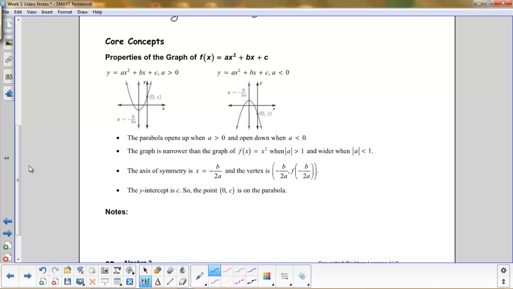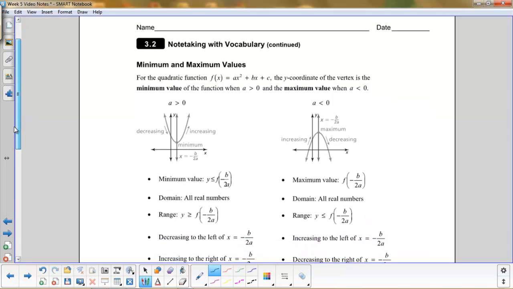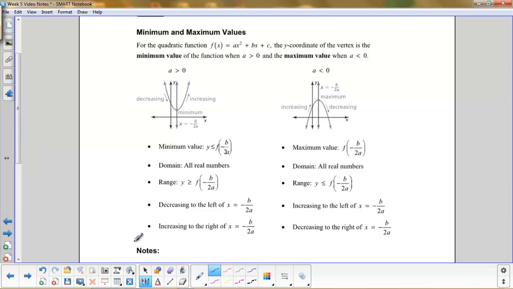So just keep that in mind when you're looking at this, and you're asked to do this without the use of technology. What we're looking at here is a little bit more about the intervals over which the parabola is increasing and the intervals over which it's decreasing. It gives you some specific values to remember. We're talking about domain and range here, and also your minimum or maximum values.